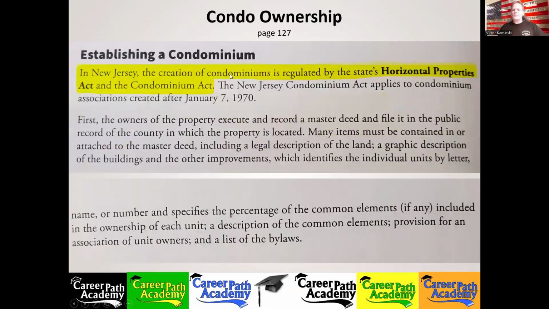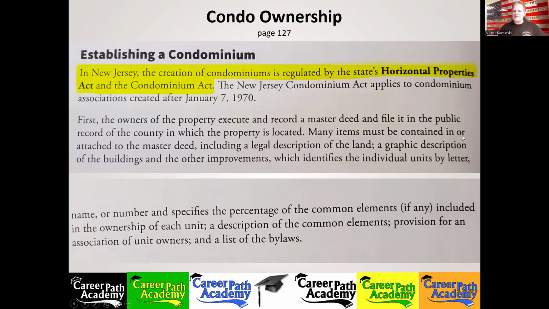Okay, so how do you establish a condominium? Well, in New Jersey, the creation of condominiums is regulated by the state's Horizontal Properties Act and the Condominium Act of 1970. It basically says, first, the owners of a property execute and record a master deed, and they file it in the public records in the county where the property is located.